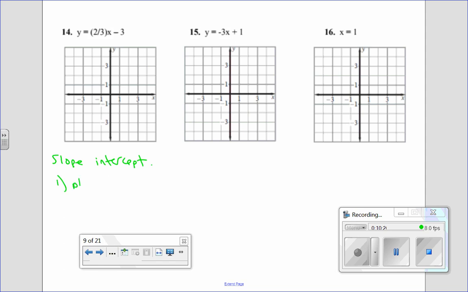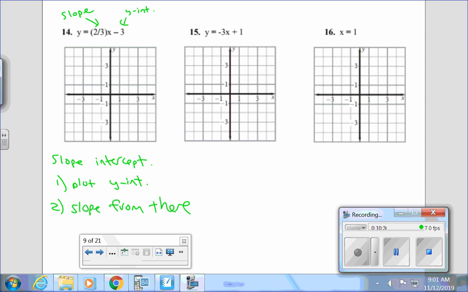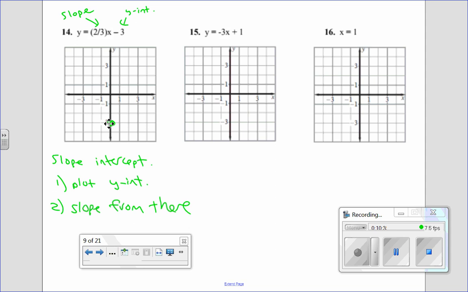Step 1, plot the y-intercept. Step 2, do your slope from there. Okay, so we determined that our y-intercept was negative 3. You're going to plot that on the y-axis, of course. I think the biggest mistake I see is people plotting their y-intercept on the x-axis, not an x-intercept.